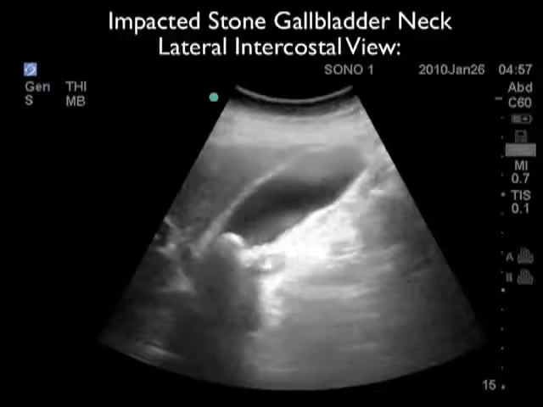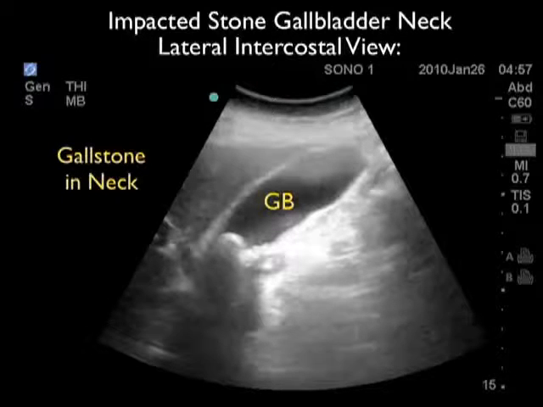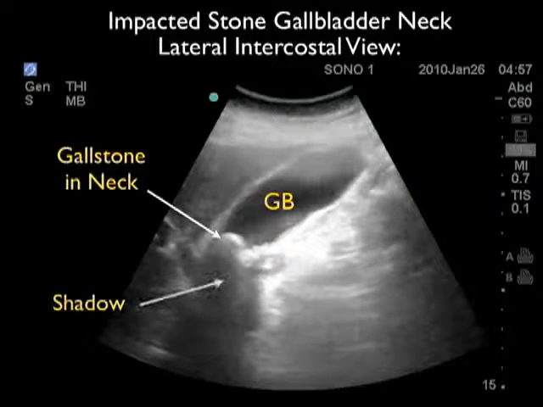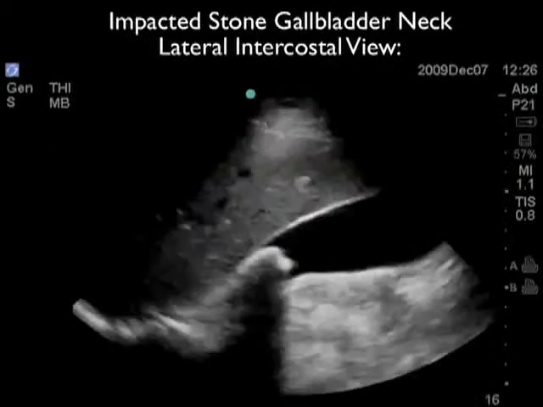Here's a still image showing the classic appearance of an impacted stone at the gallbladder neck. Here we're looking through the lateral intercostal view, so we get a nice long axis view of the gallbladder. We can see a gallstone that's located within the neck of the gallbladder. Notice that it has the classic bright or hyperechoic appearance, and we see the hard shadow, the blackout of sound waves posterior to the gallstone. Interestingly enough, as we rolled the patient around and inspected, the gallstone failed to move, showing that it was impacted and the cause of the patient's biliary colic.